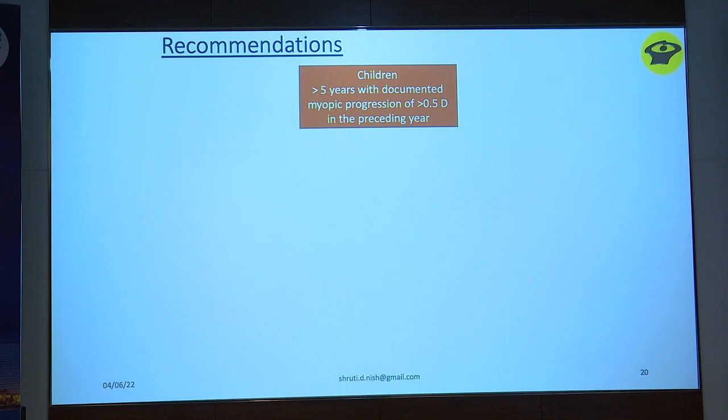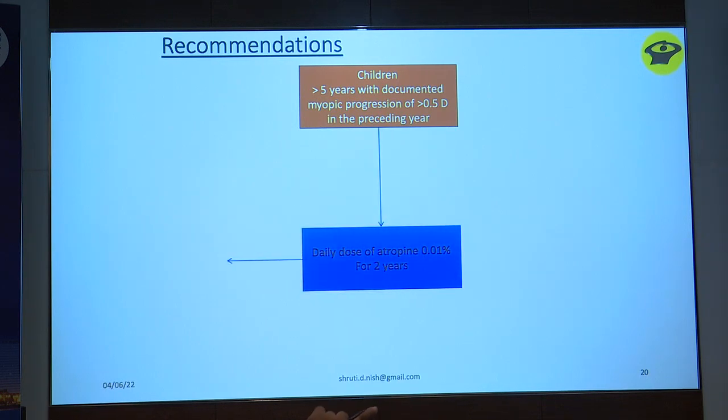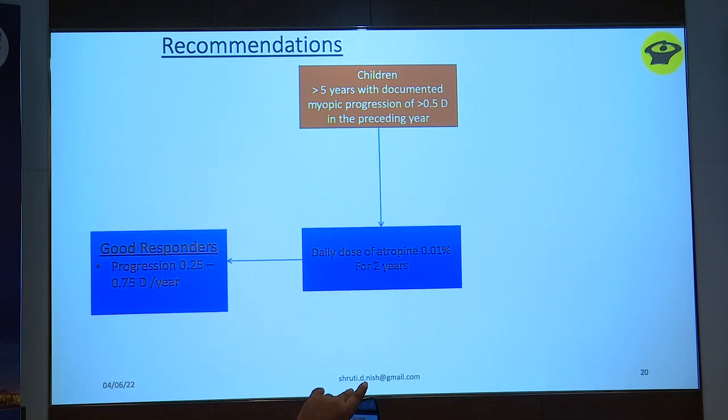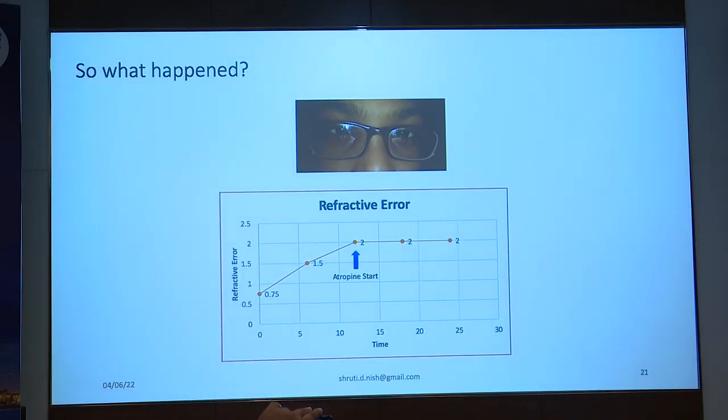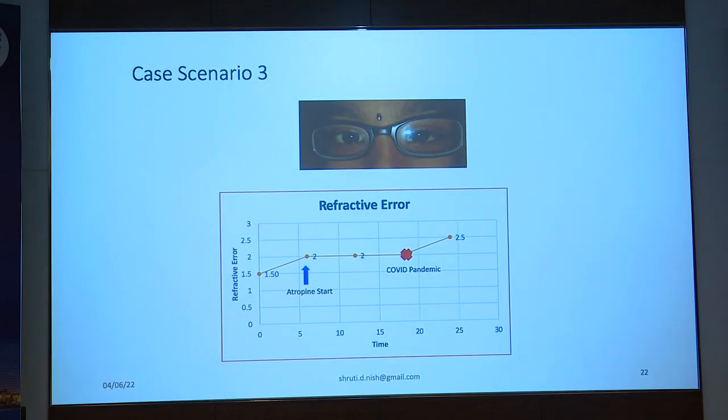I'm sorry, I'm just rushing through my slides. So we give a daily dose of atropine, 1 drop at night, both eyes, for 2 years. And then we continue them for 2 years, taper and stop. Okay, so once we put him on atropine, it's fine.